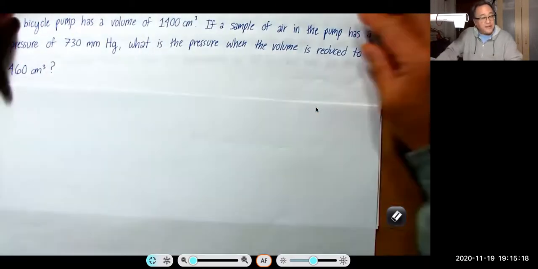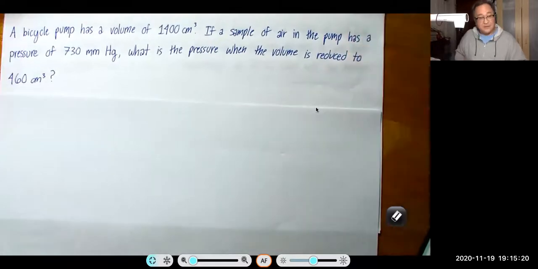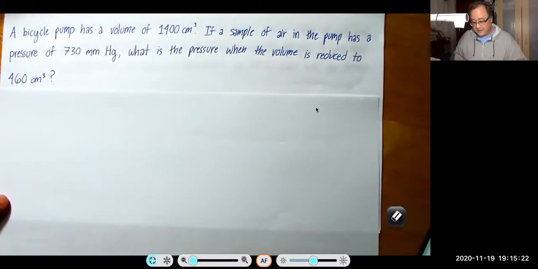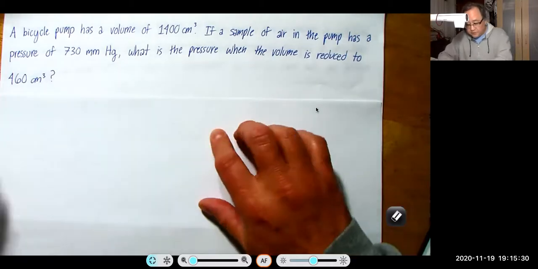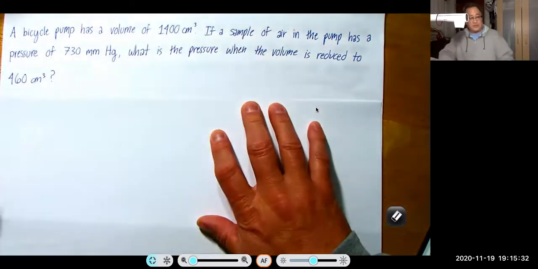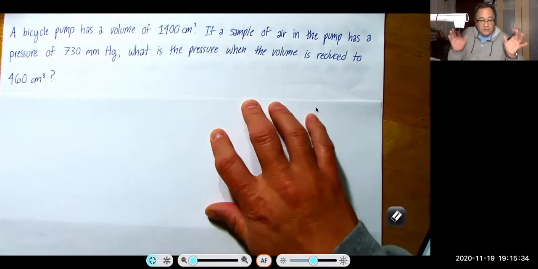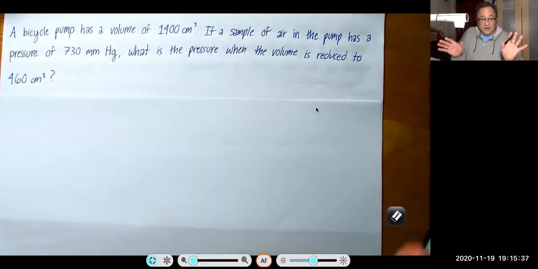A bicycle pump has a volume of 1,400 centimeters cubed. If a sample of air in the pump has a pressure of 730 millimeters of mercury, what is the pressure when the volume is reduced to 460 centimeters cubed? Oh no, I'm now frightened because I haven't seen these volume measurements before, centimeters cubed. I thought they were supposed to be liters.